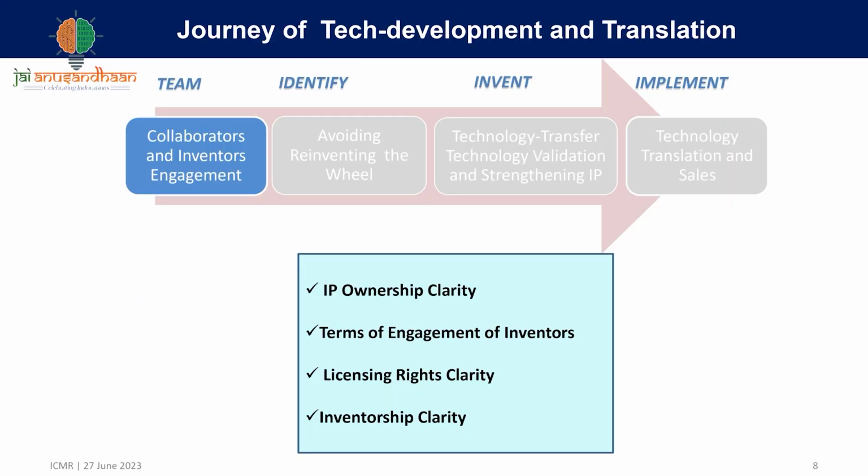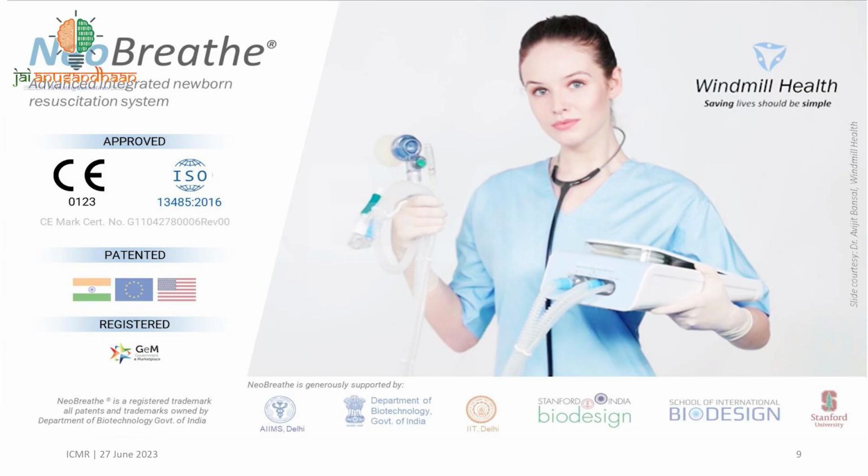In the first phase of team building, we start on a very good note. We have collaborators in place, we have inventors' engagement, but we really need to keep in mind at this point in time, if we are thinking about developing a commercializable technology, we should have clarity on IP ownership rights, who is going to own the IP. We should have a clear understanding of the terms of engagement of inventors, who has the licensing rights, and the inventorship clarity also needs to be put in place, because if we have a strong base, we can build a very good building around it. So, that base needs to be very clearly defined when you have to develop a commercializable technology. I will give you an example of NeoBreathe.